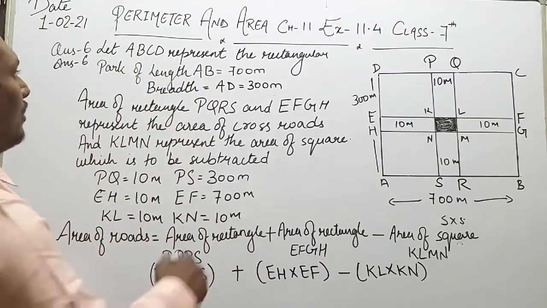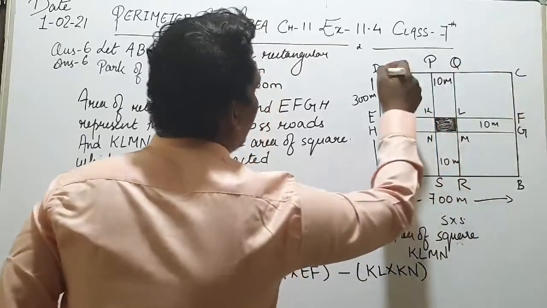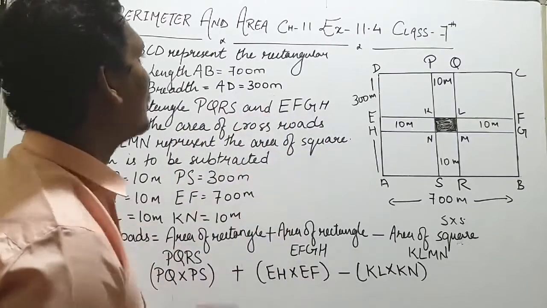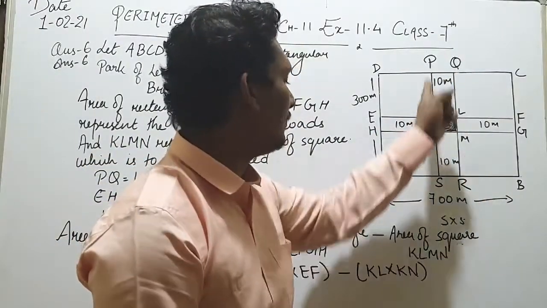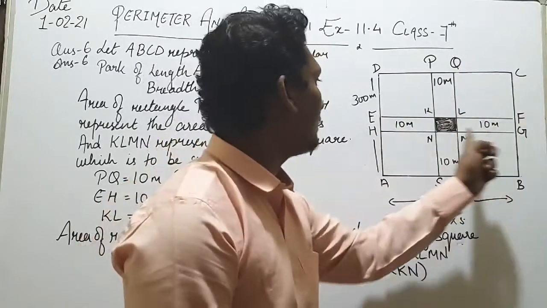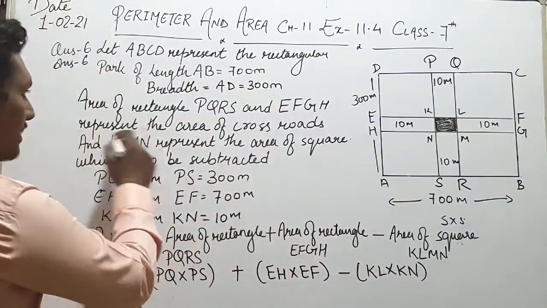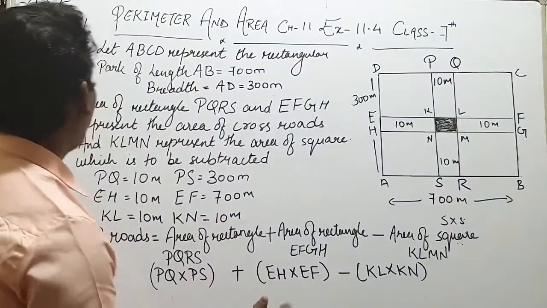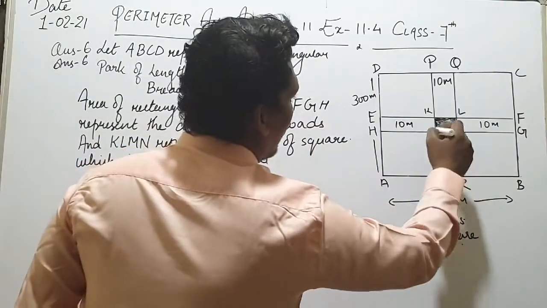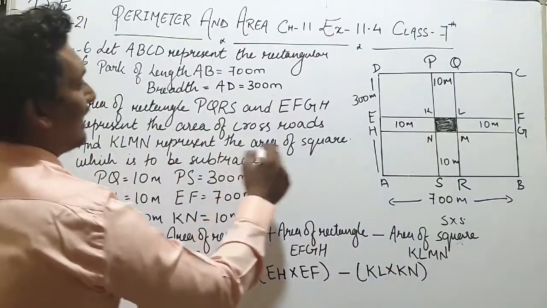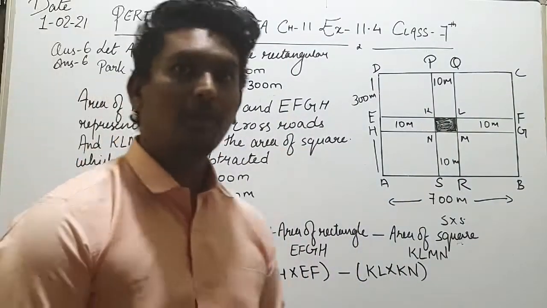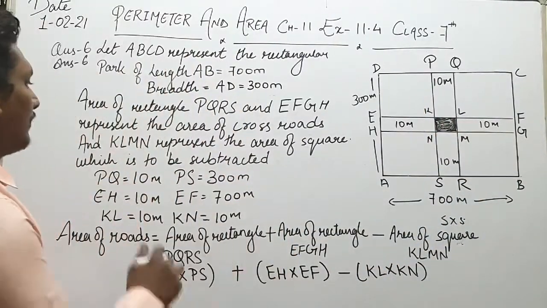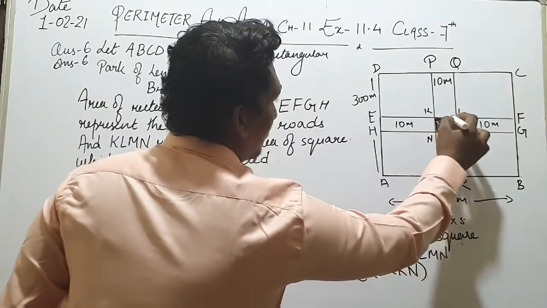Okay, so this is all about the rectangular park. We are talking ABCD. Now come to the next, area of rectangle PQRS and EFGH. PQRS is the first rectangle, and EFGH is the other rectangle, which represents the area of the crossroad. In the middle you see KLMN, that represents the area of the square. So this portion we have to subtract.